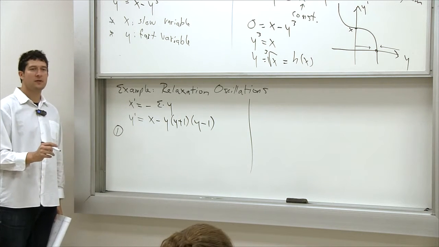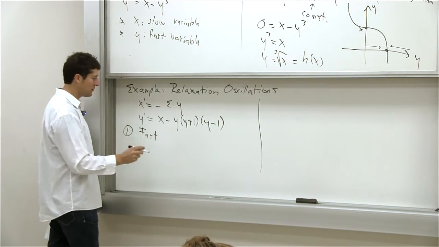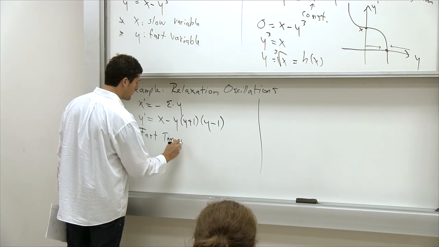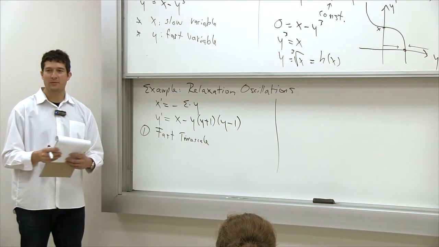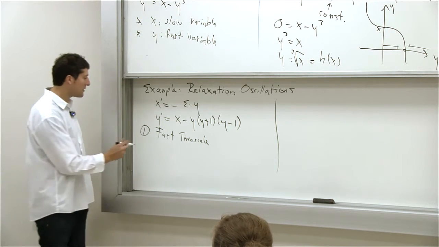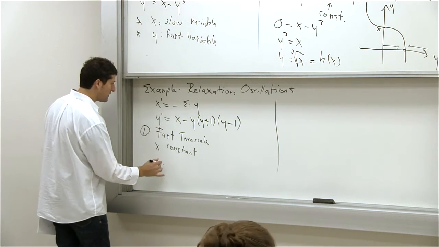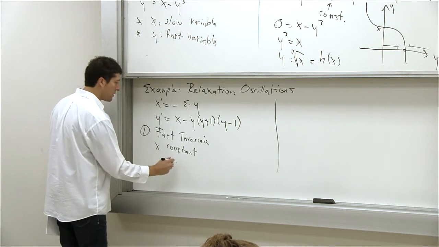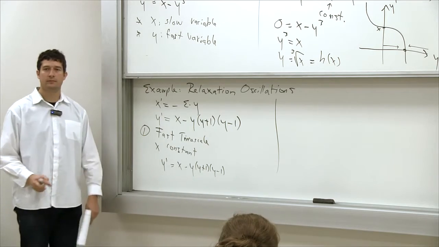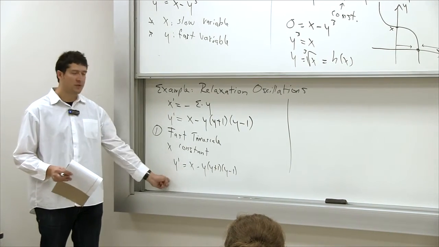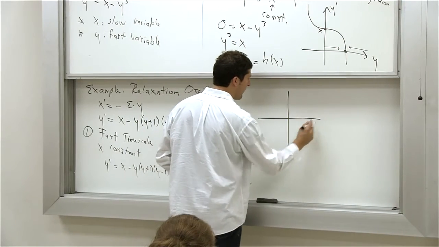Now, what was the first time scale we studied again? Fast time scale. Is it from the point of view, Patrick, of the rabbit or the turtle? Rabbit. That's right. Danielle, what is the assumption in the fast time scale again? Good. X is constant. And therefore we can write y prime equals x minus y times y plus 1 times y minus 1. This becomes a one-dimensional system that allows us to study the dynamics of y, while assuming that x is roughly constant.